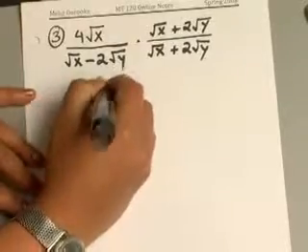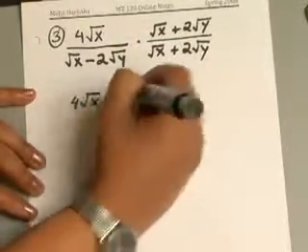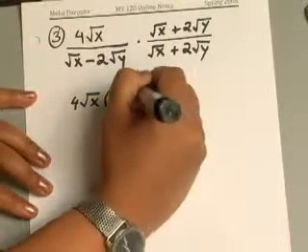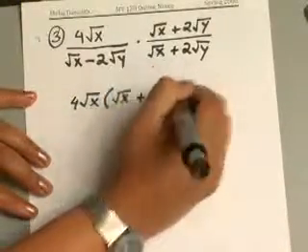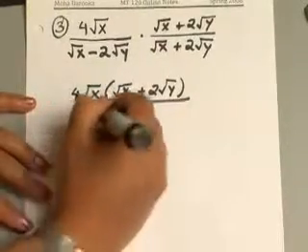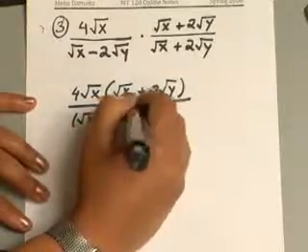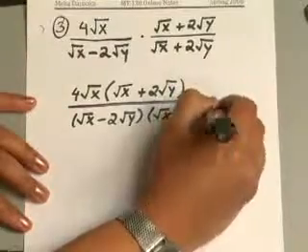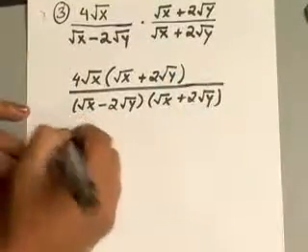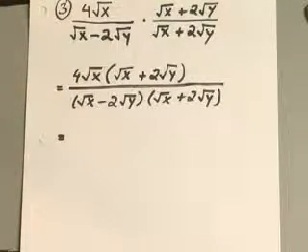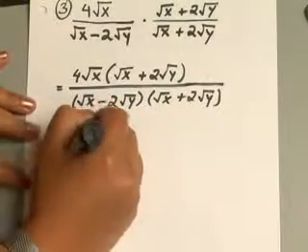4 square root of x over 4 square root of x times square root of x plus 2 square root of y. The denominator will be the product of the two conjugates. Okay. Now if you want, you can try and multiply the numerator, but I'm going to leave it as it is. I'm not going to distribute those, but definitely want to multiply the denominator.